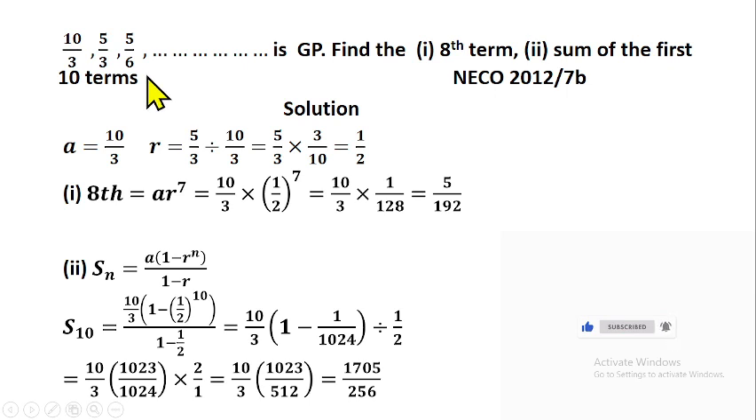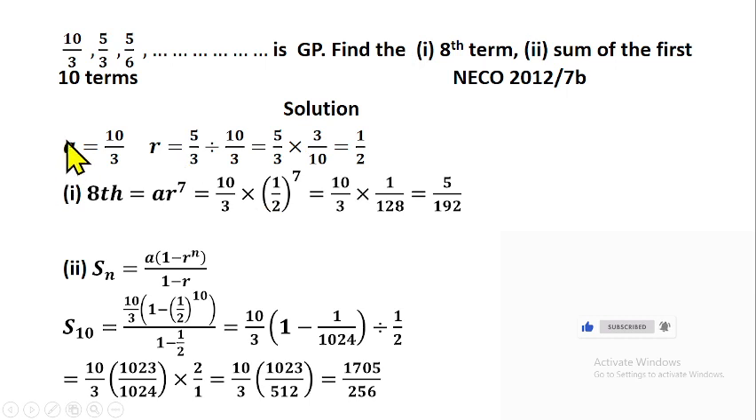Very interesting. So you have been told that it is GP, and we are looking for the 8th term. The 8th term of a GP is ar raised to power 7. So we need the first term, which is our a, 10 over 3. And we need the constant ratio, r, which equals this divided by this. So we have 5 over 3 divided by 10 over 3. We change this to times: 5 over 3 times 3 over 10. 3 can take care of 3, 5 can go into 10. That gives us 1 over 2. So the constant ratio is 1 over 2.